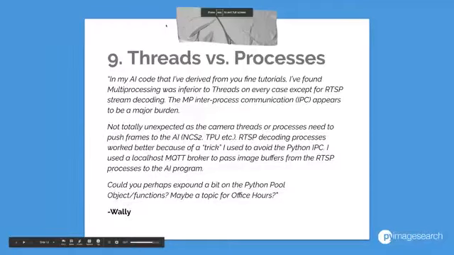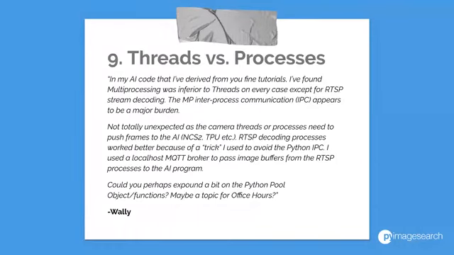This one is on threads and processes, and it's from Wally. Wally says, in my code I've derived from your tutorials, I found that multiprocessing was inferior to threads in every case except for RTSP stream decoding. The interprocess communication appears to be a major burden.